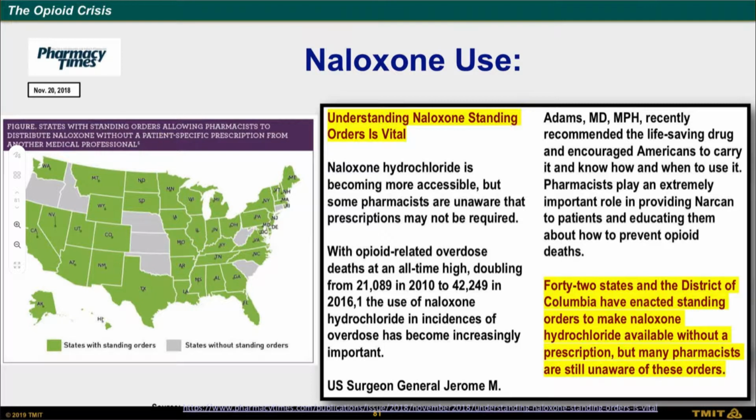The next slide just describes the fact that understanding the naloxone standing orders is vital. There are 42 states and the District of Columbia that have enacted standing orders to make naloxone available without a prescription. Many pharmacists are still unaware of these orders. I think we have a lot of work to do here in terms of educating the public and families and even school children on efforts that can save lives.